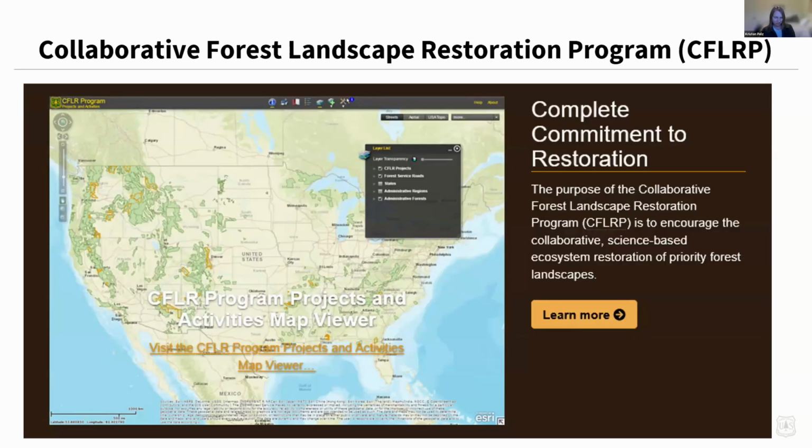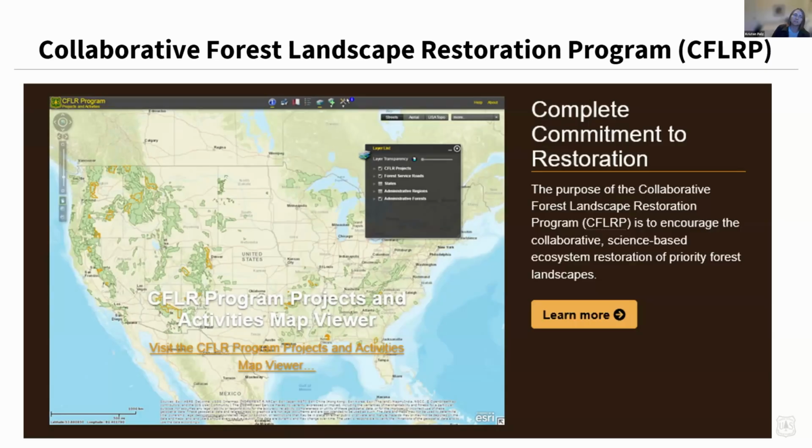Normally, I spend this time talking about FIA data, but I don't think I need to do that in this group. So the CFLR program is a Forest Service program that was established in 2009 by Congress. It was established to encourage collaborative, science-based restoration of forested landscapes, and really across all ownerships, not just federal ownerships, even though it is a Forest Service program.